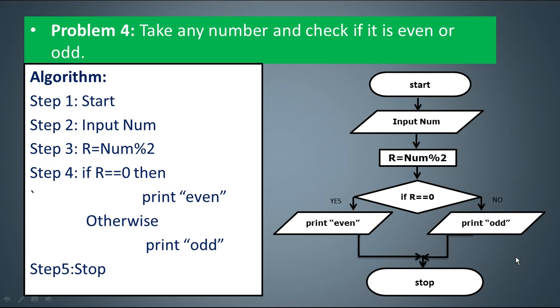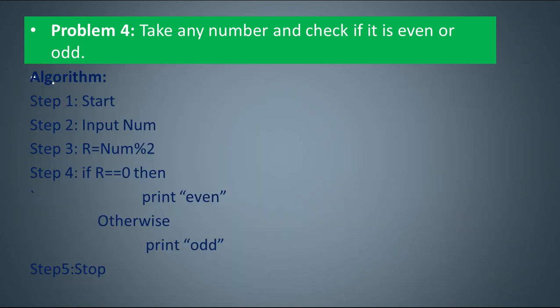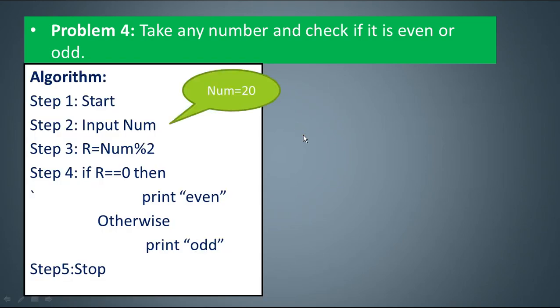So now let us understand using a value for the same problem. The problem is the same. We have got the answer, that is the algorithm. Now let us take an example value. If the value of number is 10, that is num is 10, clear? So what will be the execution or data flow in the flowchart?